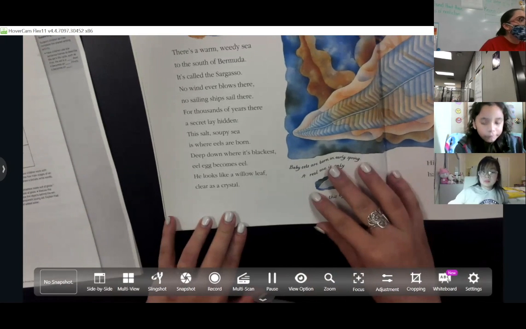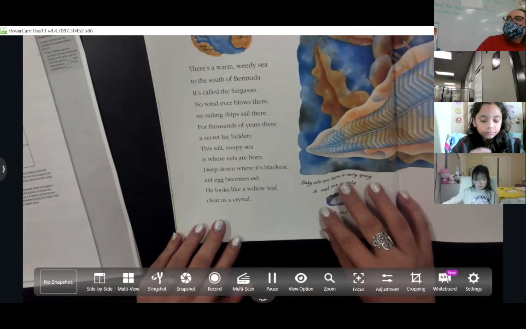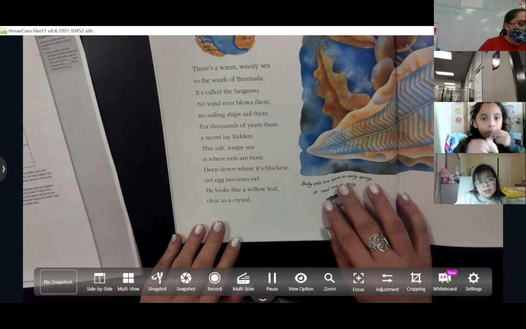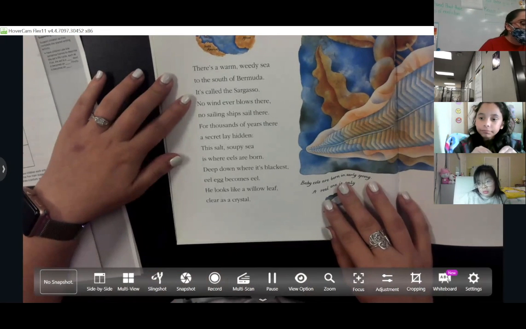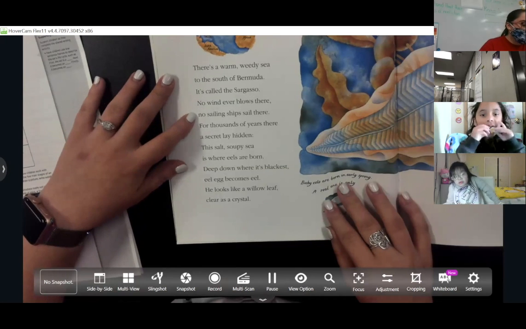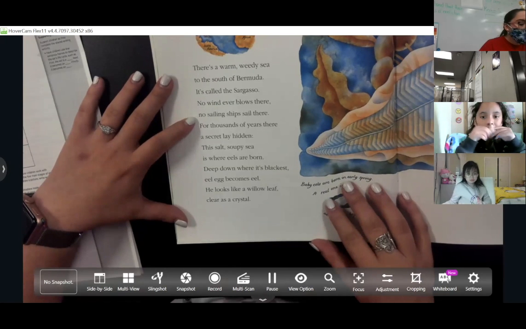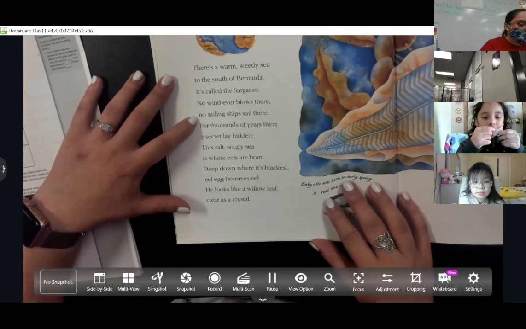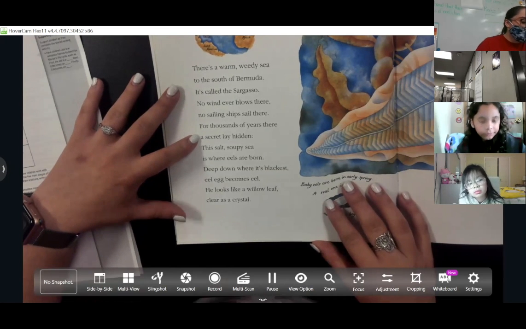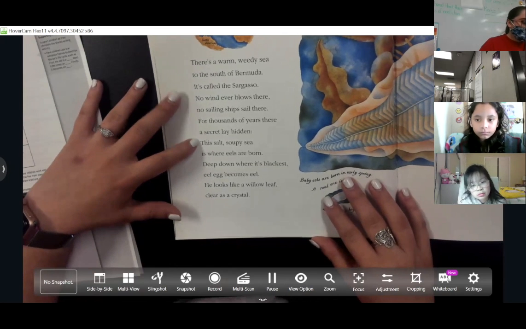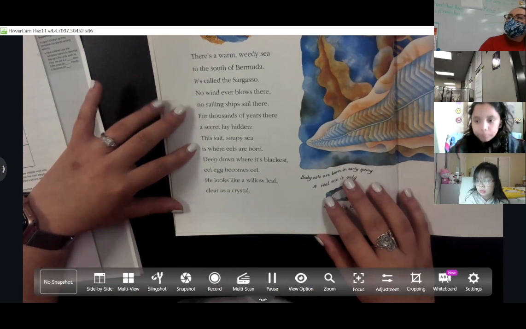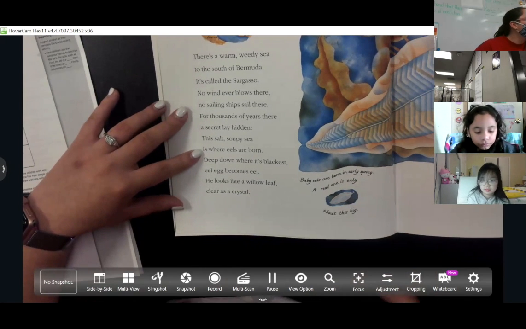Let's read this page again. Will you read it with me? There's a warm, weedy sea to the south of Bermuda. It's also called Sargasso. No wind ever blows there. No sailing ships sail there. For thousands of years there lay a hidden secret. This salt, soupy sea is where eels are born.